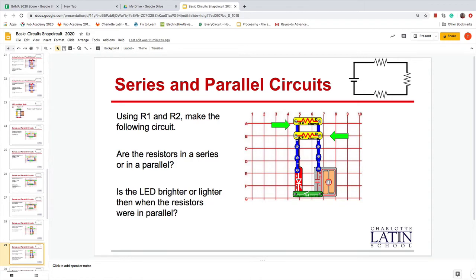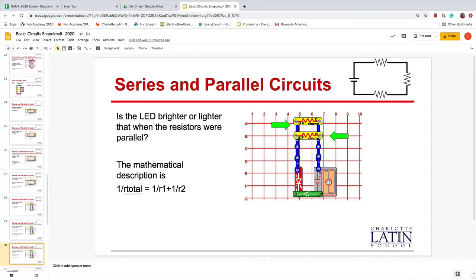Is the LED brighter or lighter than when the resistors were in parallel? It's brighter, and so R total equals 1 over R1 plus 1 over R2. That's just a fancy way of saying the resistance is going to go down as you increase the number of resistors. As we do this, it goes down when they're set up in parallel.